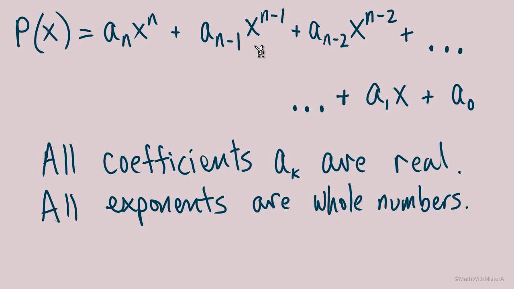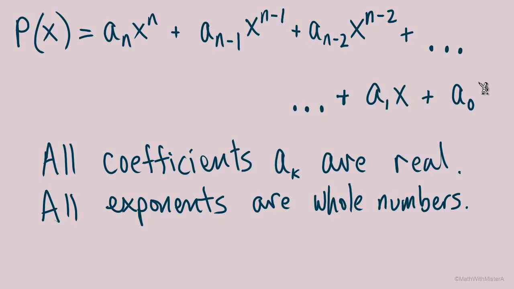The n, the subscript down here, that's just our label so that we know which coefficient matches up with which term. So a sub n is the coefficient on x to the n. A sub n minus 1 is the coefficient on x to the power of n minus 1, and so on all the way down. A sub 1, coefficient of x with an exponent of 1, and a sub 0 is the constant.